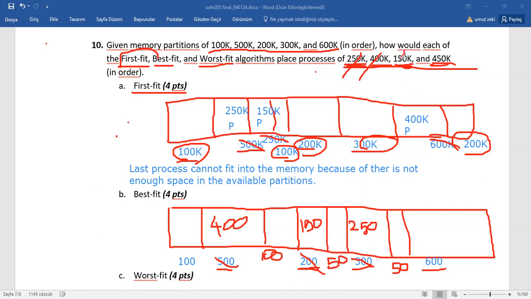And the last one is 450. It can fit here, it can't fit here, can't fit here, can't fit here. So this is the last view of best fit.